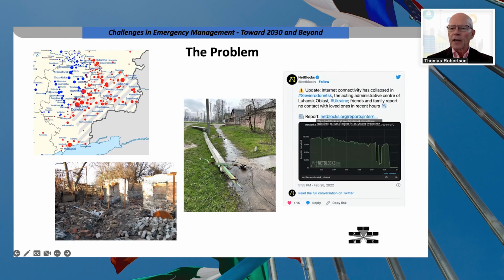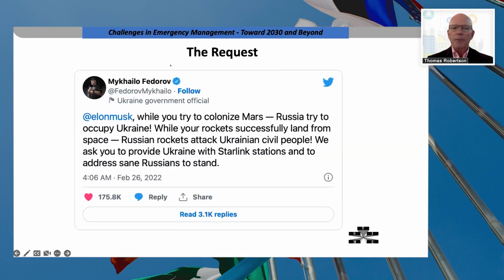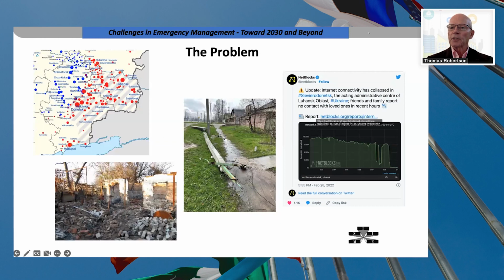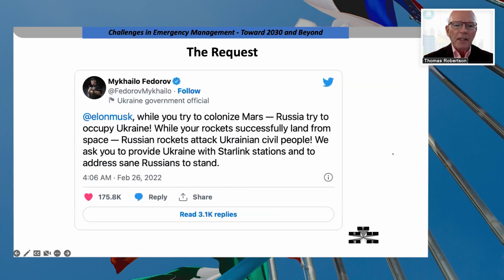During the event, the destruction of infrastructure rapidly led to a diminishment of network traffic, both cell phone and internet, as shown here. A request was made on February 26th. Mikhailo Fedorov, who's the Ukrainian Vice Prime Minister and Minister of Digital Transformation, sent a tweet directed to Elon Musk, the colorful billionaire leader of a number of enterprises, including Tesla Motors, SpaceX, and Starlink, Starlink being a satellite-based internet service. The tweet from Fedorov referenced Musk's long-term goal to send people to Mars and SpaceX's successful reusable rockets.